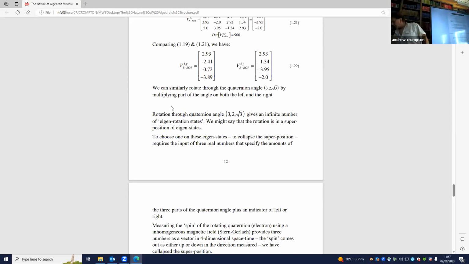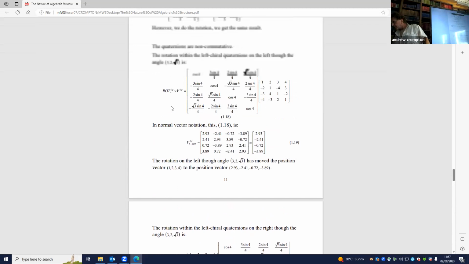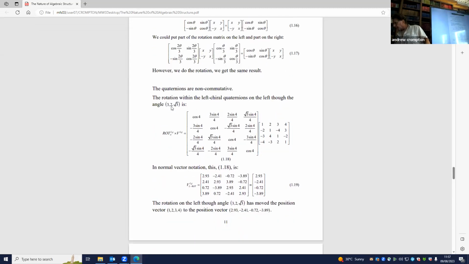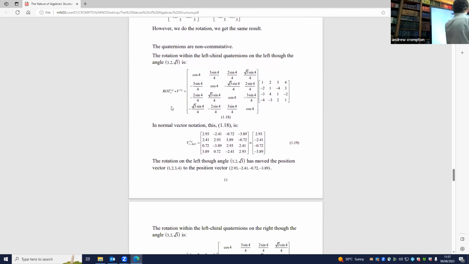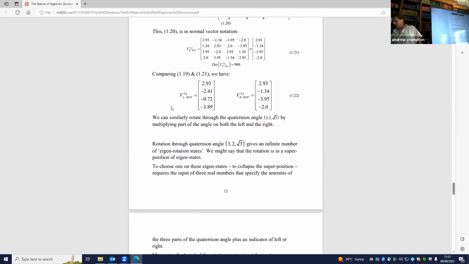Because the quaternion angle is three numbers, I could put a third of that number on one side, a half of that number on the left side, a tenth of that number on the left side, nine tenths on the right side, etc. I could split it. I'm still rotating through the same angle, but I'm going to get a different vector as well. What I'm going to get is an infinite set of rotations, all of them different.